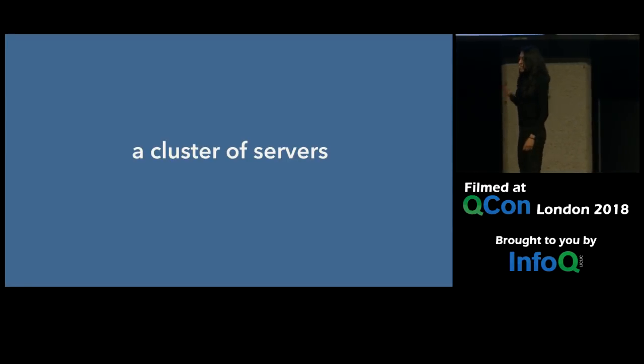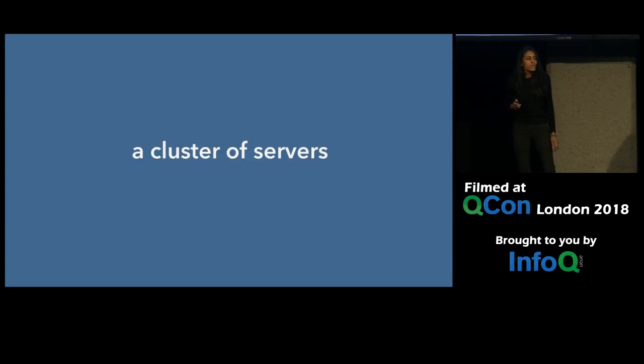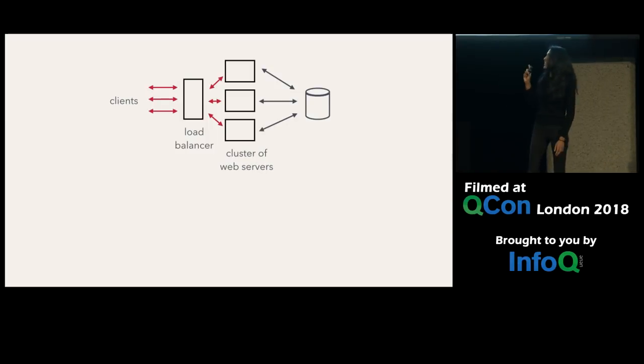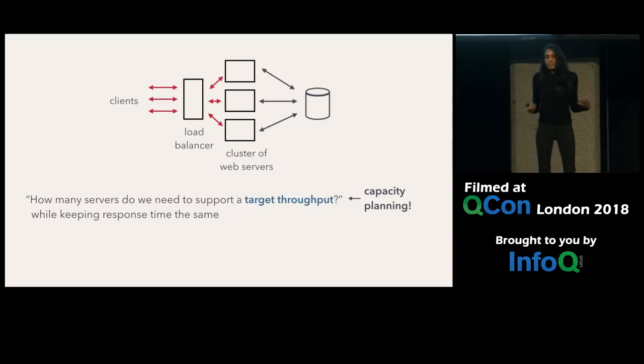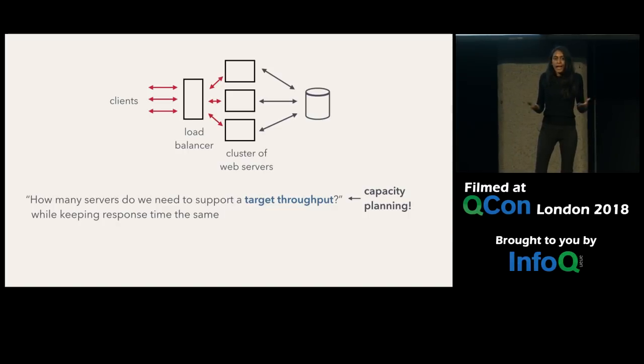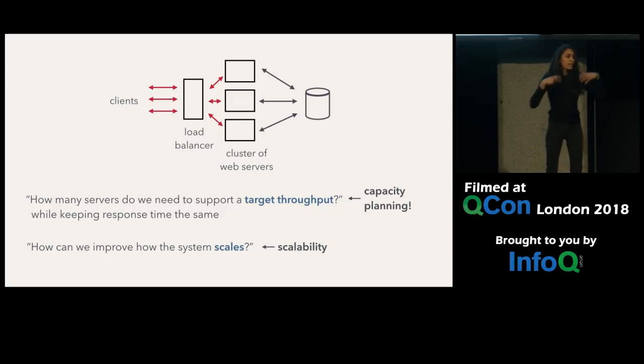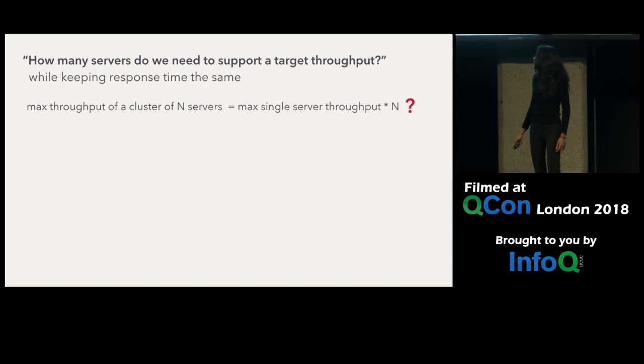Now let's move on to a cluster of many servers, because really, our production systems look like this. What are questions we might be interested in for these systems? Well, questions of capacity planning. How many servers do we need? And questions of scalability. How can we improve how the system scales? Right? How can we get higher throughput by increasing the number of servers? OK, so let's start with the first question. How many servers do we need?